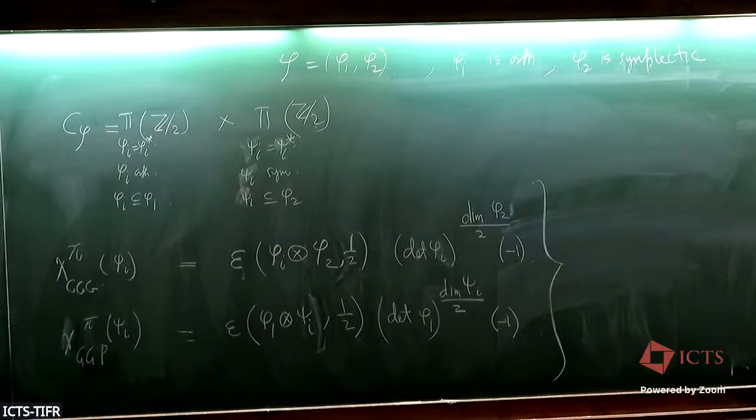So this defines you a character of the component group, and by the refined local Langlands correspondence, it defines you a unique representation of the Vogan packet. And that representation of the Vogan packet is the one which comes up in GGP.